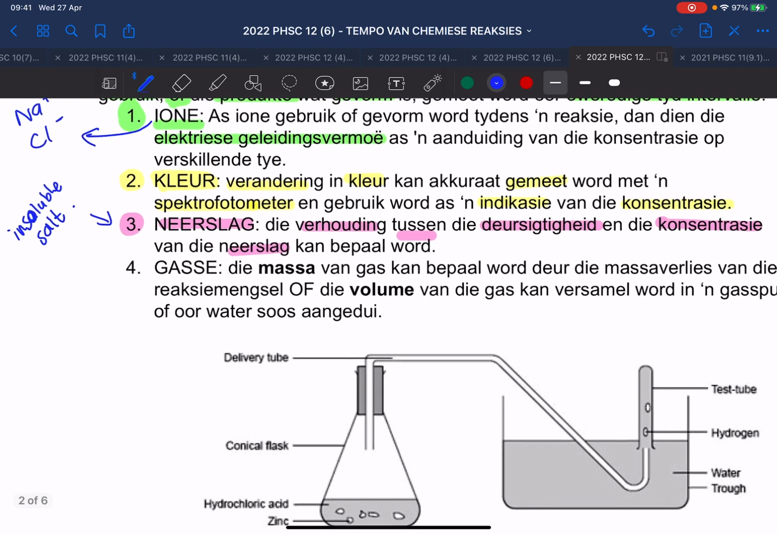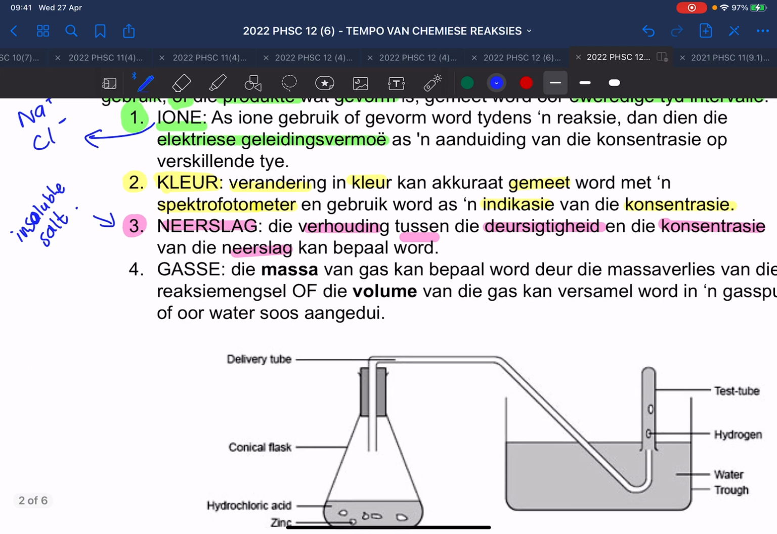The ratio between solubility and concentration. Not solubility, transparency. And concentration.